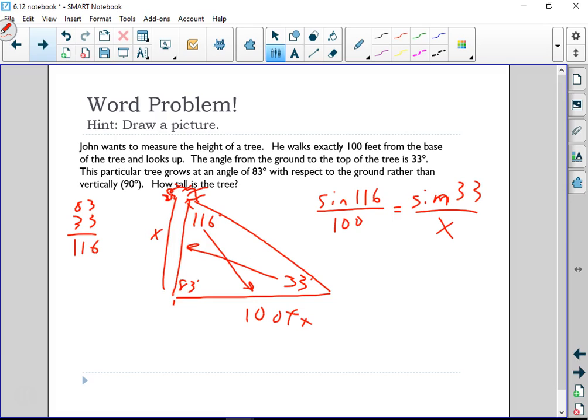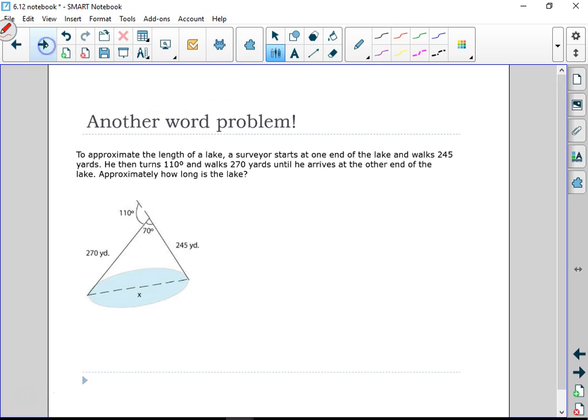So I'm going to take my calculator and take 100 times the sine of 33 divided by the sine of 116, and I get x equals 60.596, so 60.6 feet tall. Okay.